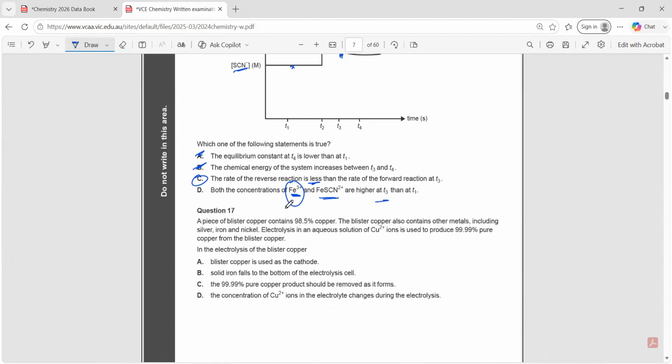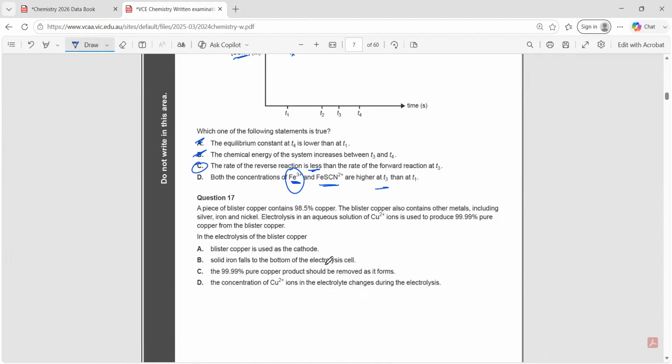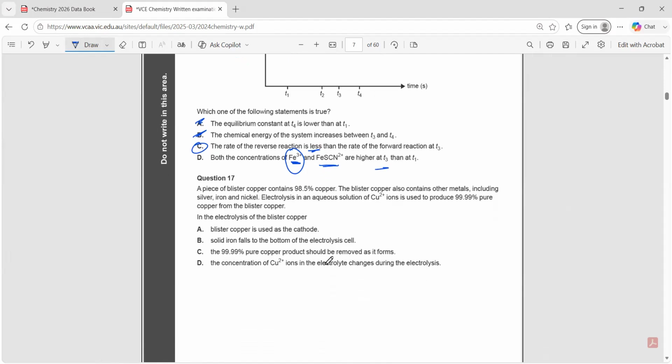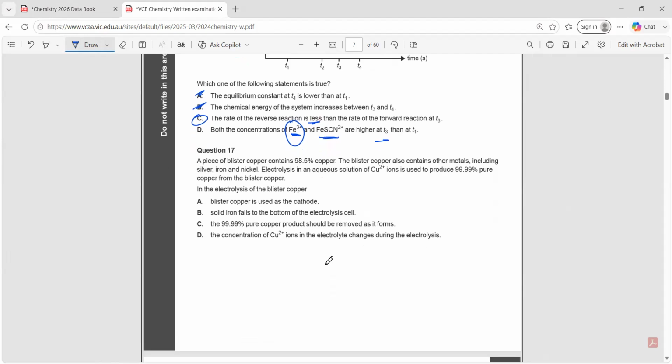A blister of copper. These sort of questions, very, very interesting. Electrolysis of blister copper. So, concentration of copper.